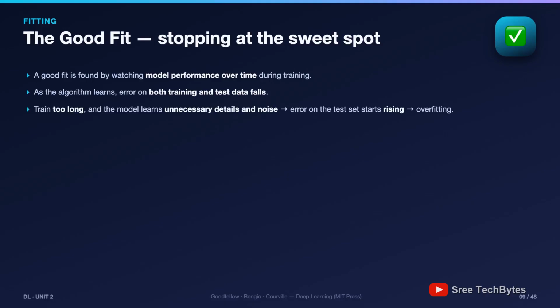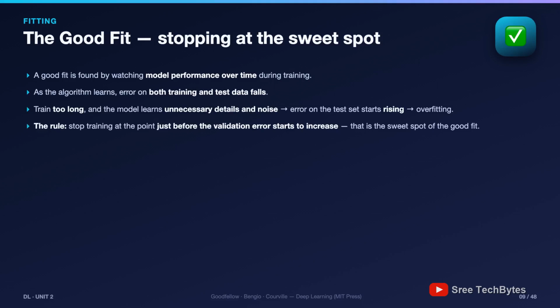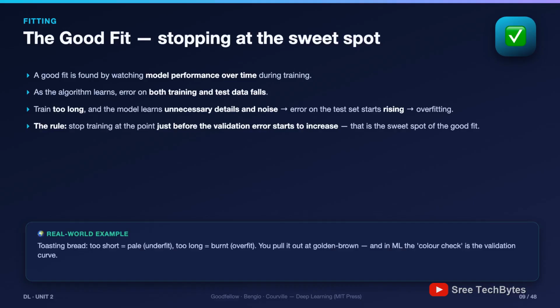My kitchen analogy: toasting bread. Too short, pale and underdone. Too long, burnt. You pull it out at golden brown, and in machine learning the validation curve is how you watch the color. Sketch this picture once by hand: falling training curve, U-shaped validation curve, and you'll never forget it. It's arguably the most examined diagram in applied machine learning.